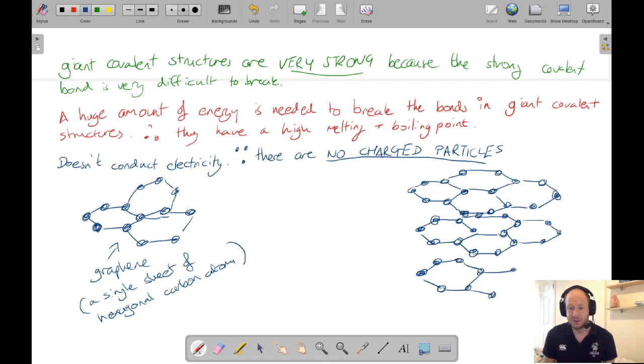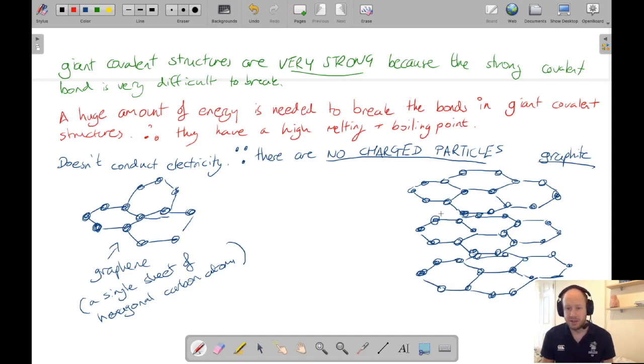Sorry, this is taking so long to draw. A cleverer person would have just done a little image instead of drawing these pictures out by hand. But it's good practice. Okay, I should probably label this. This is graphite. You've got more than one sheet.